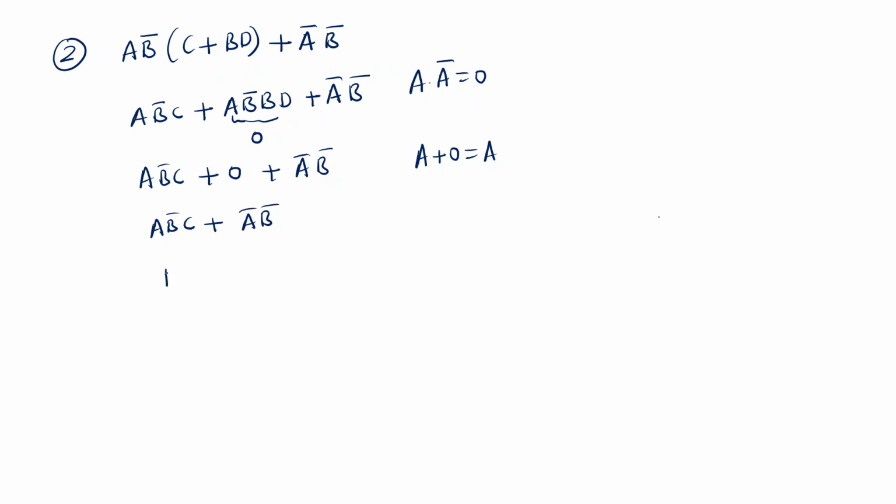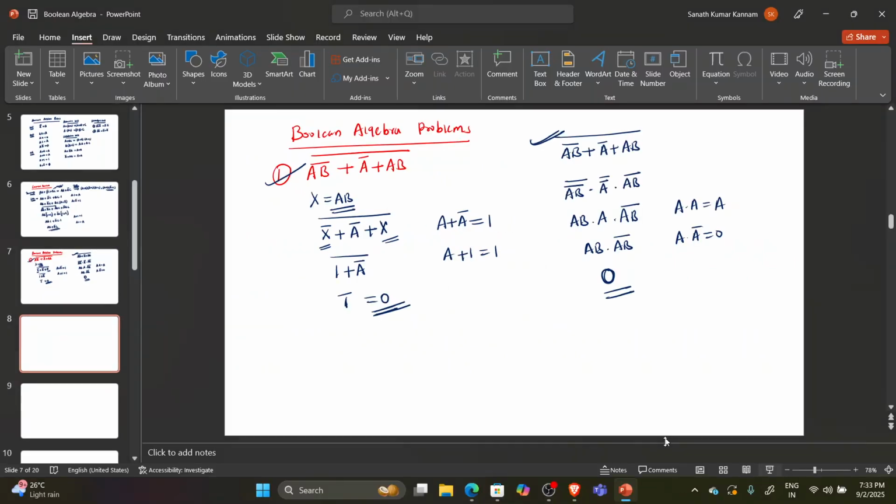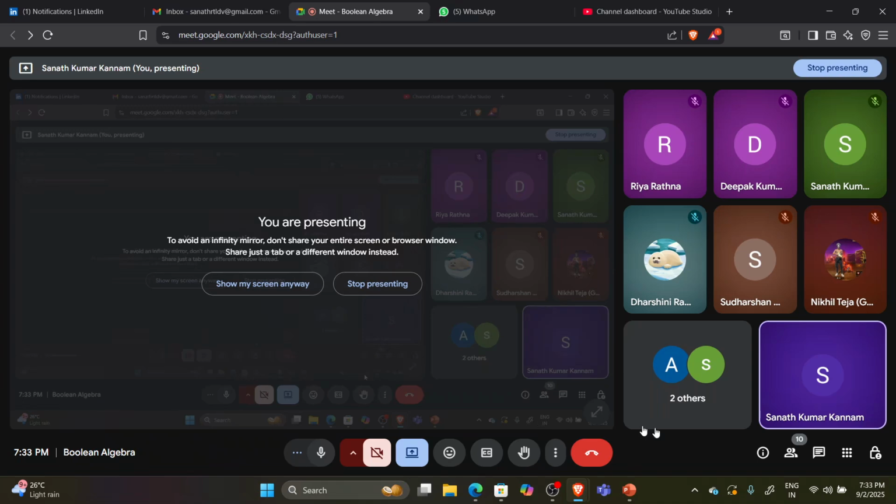So this is nothing but, if you take B bar common, AC plus A bar. AC plus A bar. From the absorption law, you know that A bar plus AB, here true form and here complemented form, I can write this one as A bar plus B. So this is nothing but B bar times (A bar plus C). A bar plus C. Like this I can do. I think this problem is clear now. It's clear, no?